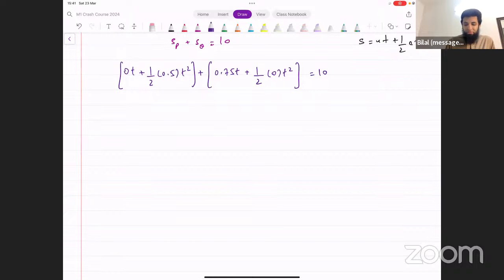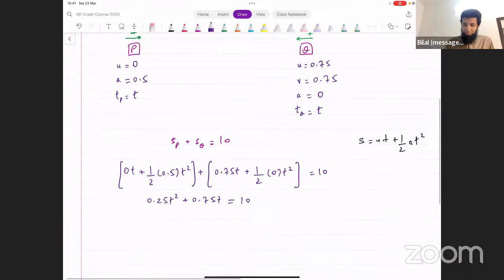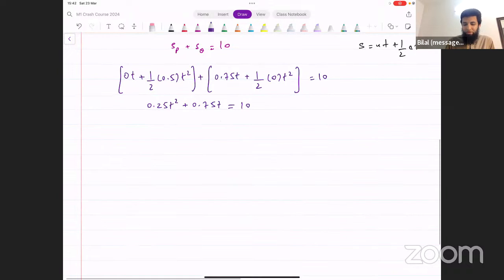Let's simplify this. 0.5 over 2, that's 0.25 T squared, plus 0.75 T. This gets cancelled. This equals 10. Is that what we get? Yeah. Now we can simplify this. We can take everything to the left side for now. 0.25 T squared plus 0.75 T minus 10 equals 0.